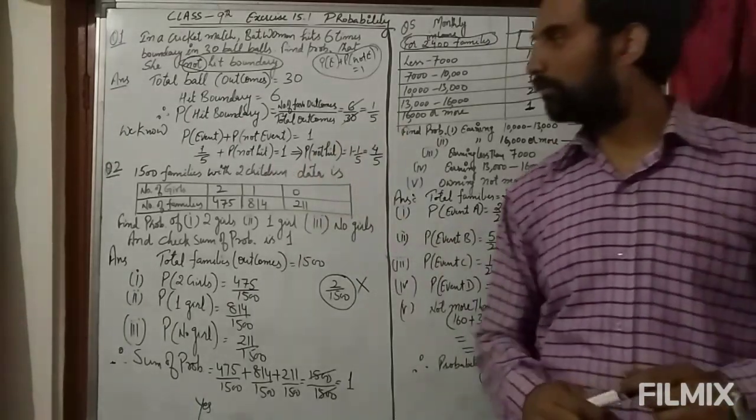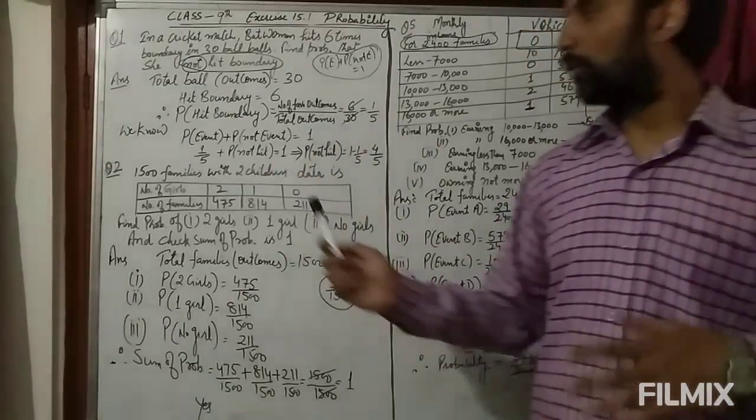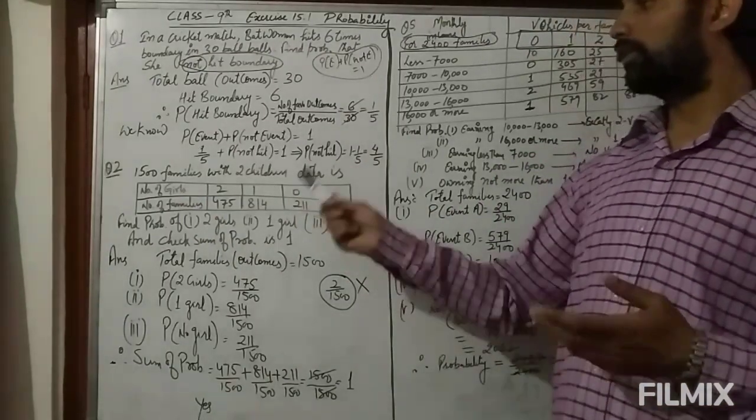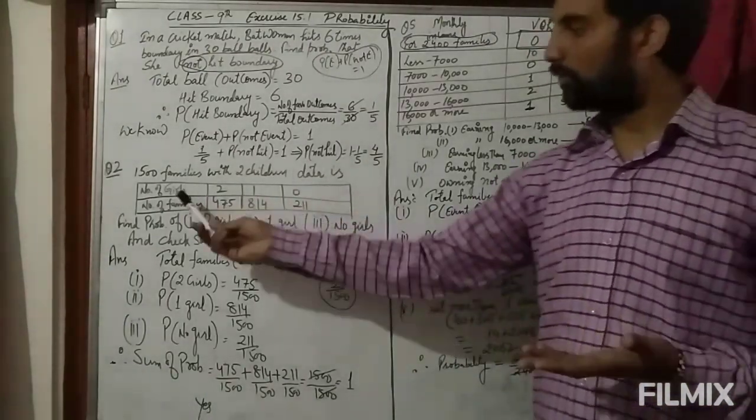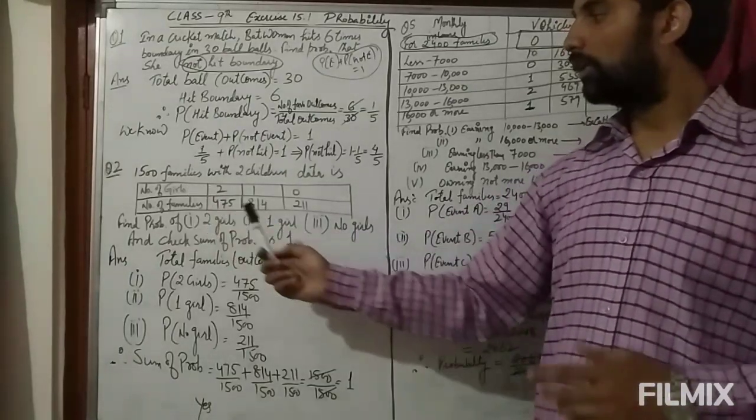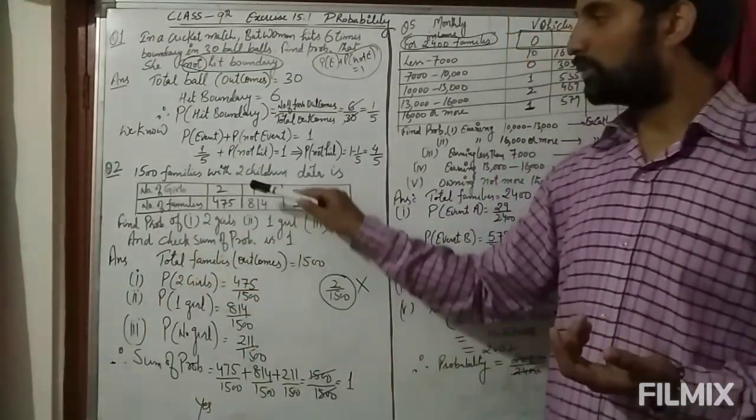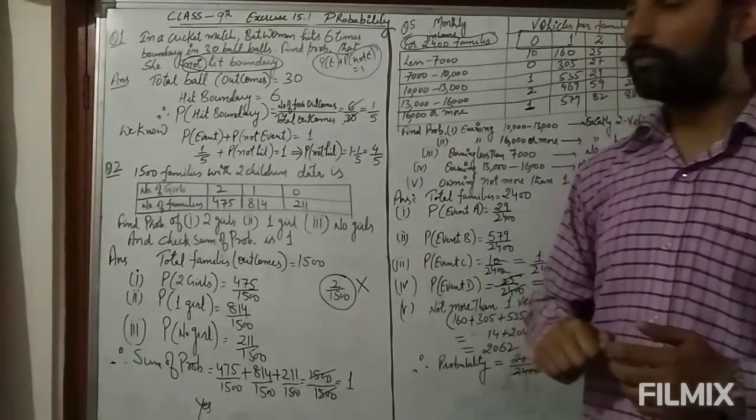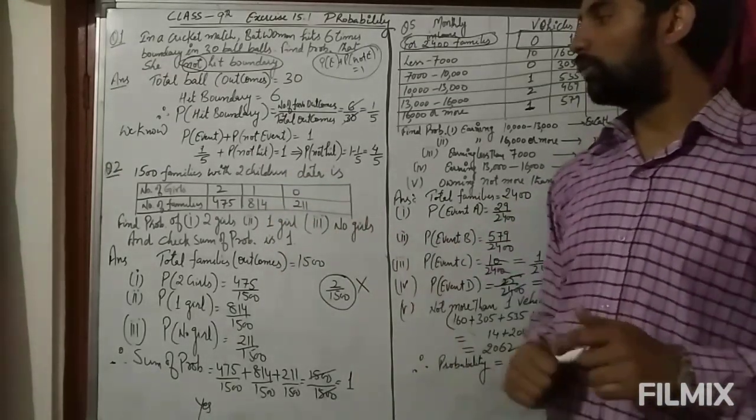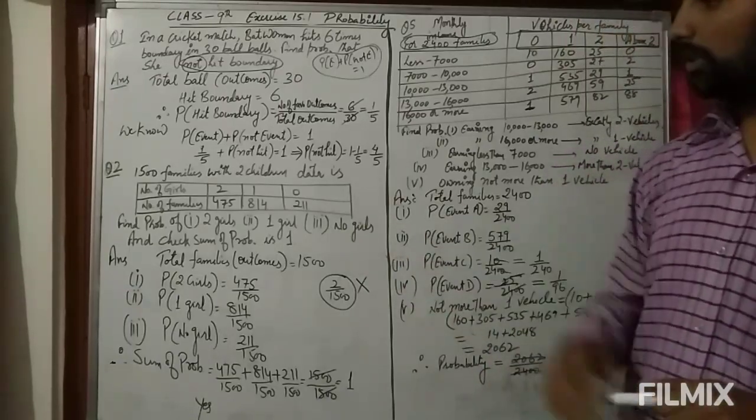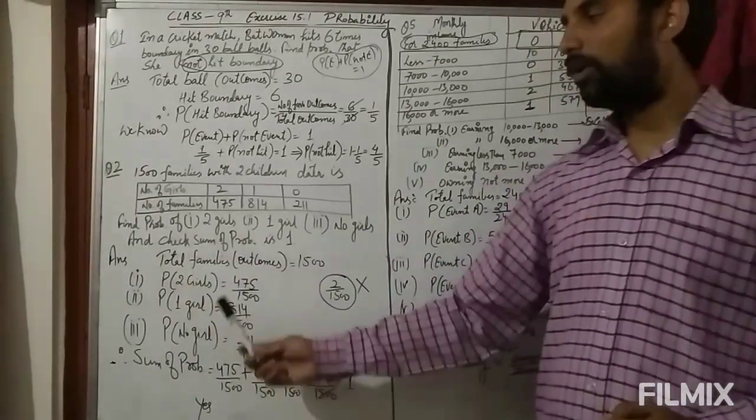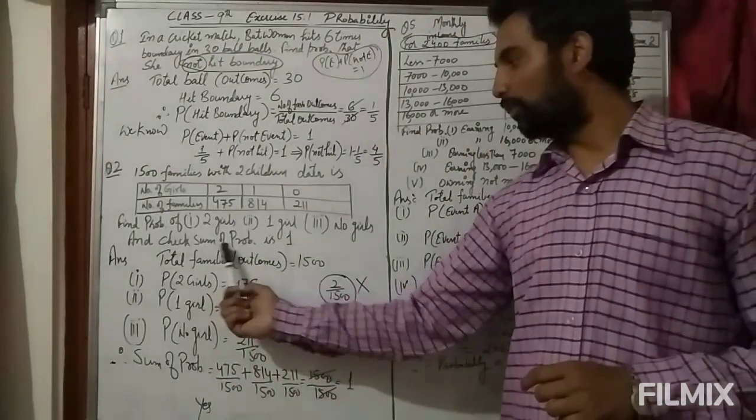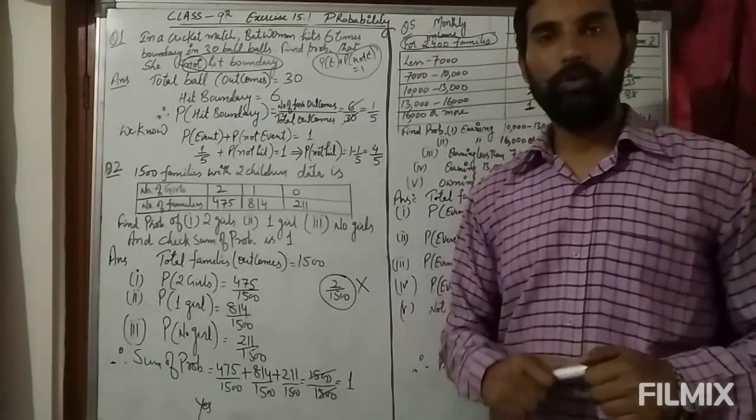Now the second question of this exercise: there was a survey of 1500 families with 2 children. The data is on your screen. The number of girls and the number of families: 2 girls in 475 families, 1 girl in 814 families, and 0 girls in 211 families. From this data we have to find the probability of 2 girls, 1 girl and no girl, and also check that the sum of probabilities is equal to 1.